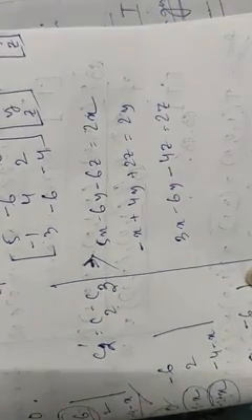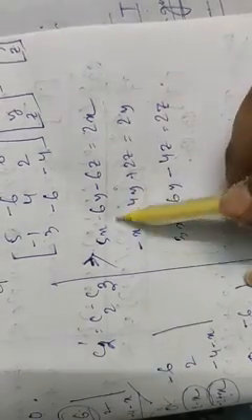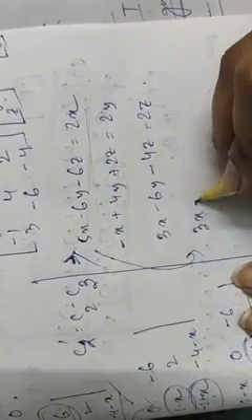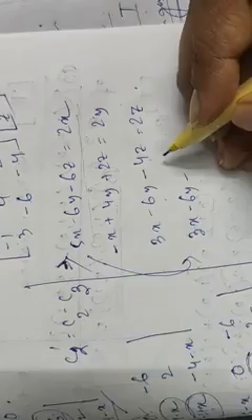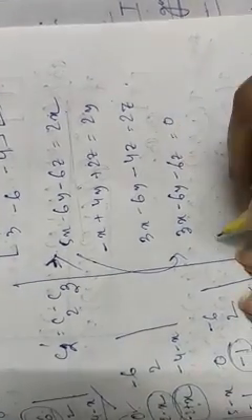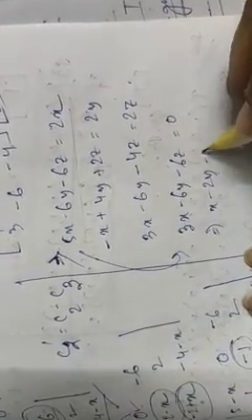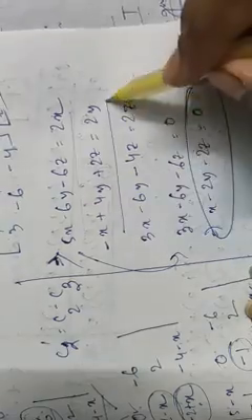y minus 4z equals 2z. We get these three equations. Now simplifying it a little bit, from the first equation what will we get? 3x minus 6y minus 6z equals 0. That means x minus 2y minus 2z equals 0. This one.